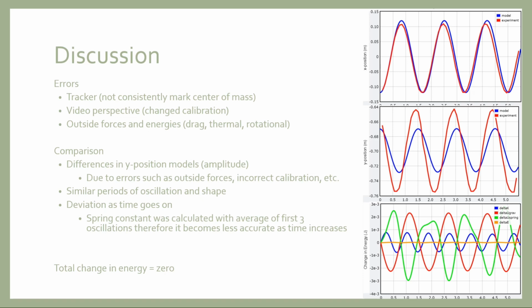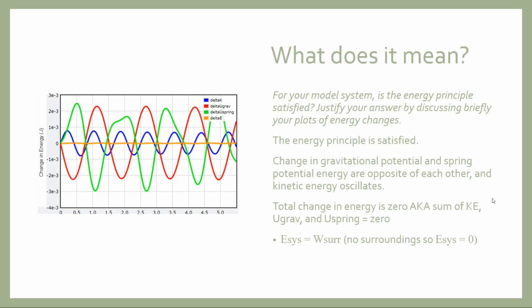In the x position graph, there is a deviation as time increased, which makes sense because the spring constant was calculated with an average of the first 3 oscillations. Therefore, it becomes less accurate as time increases. The energy principle is satisfied, looking at the change in energy graph. The energy principle satisfied the total change in energy.